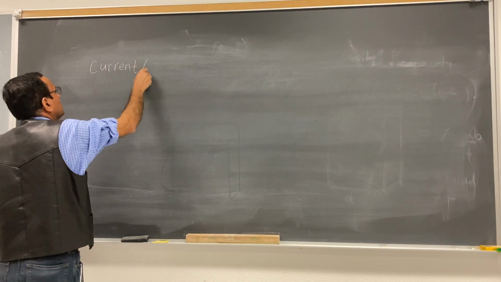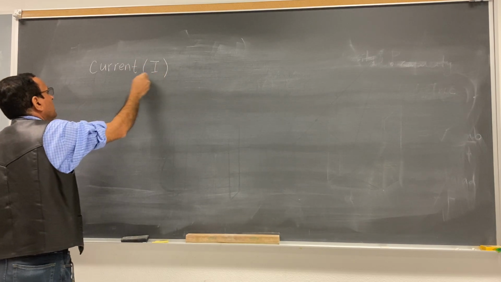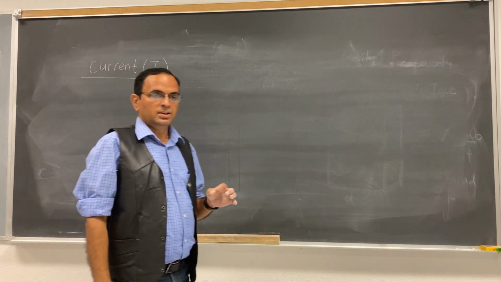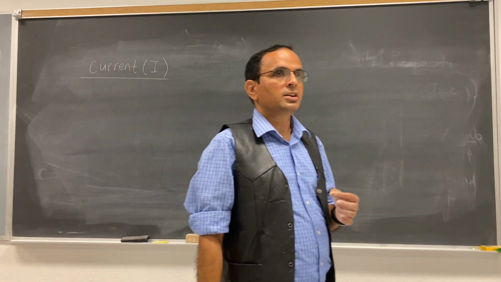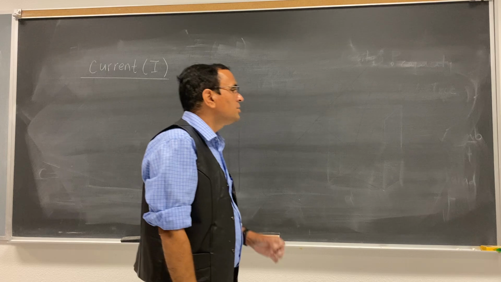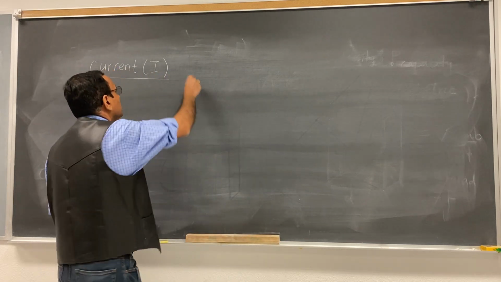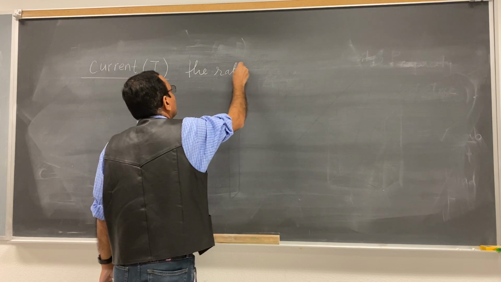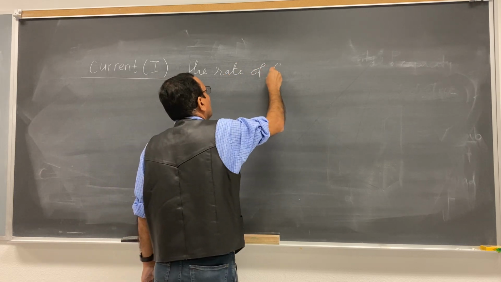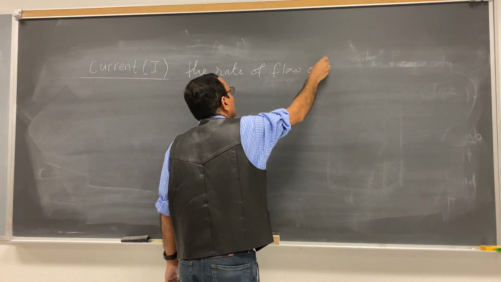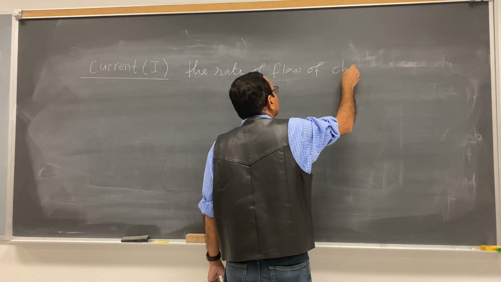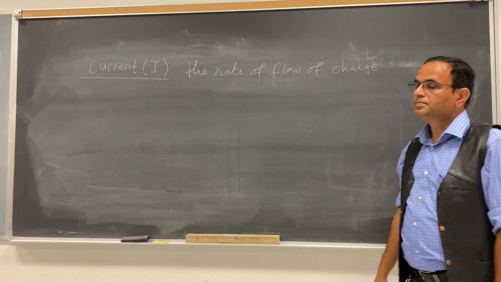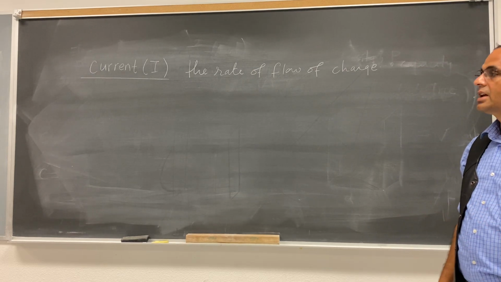So I want to start with current. Current is simply denoted by I. Current is a scalar quantity. First you need to know what current is. The current is the rate of flow of charge. How fast the charge moves. The rate of flow of charge is called the current.